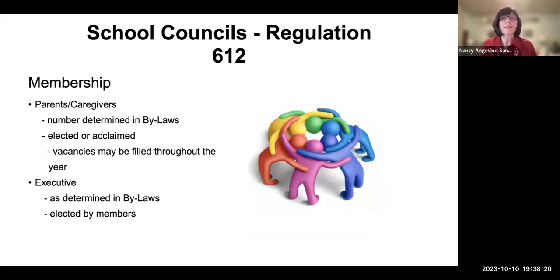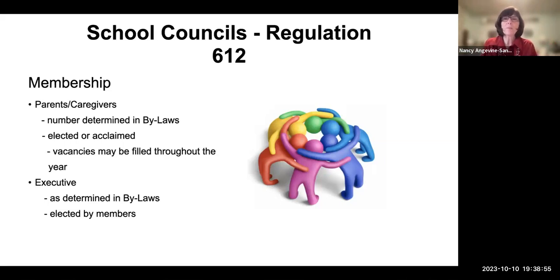The number of parents and caregivers you have is determined by your bylaws. You must have at least 5 because that will help you to ensure that you have quorum. If you are still struggling with what a good number is for your school, I suggest at least 10, again, so that you can be sure that you will meet quorum for every meeting. And these parent members may be elected, or if you don't get enough nominations to fill the number that your bylaws say, they can be acclaimed.